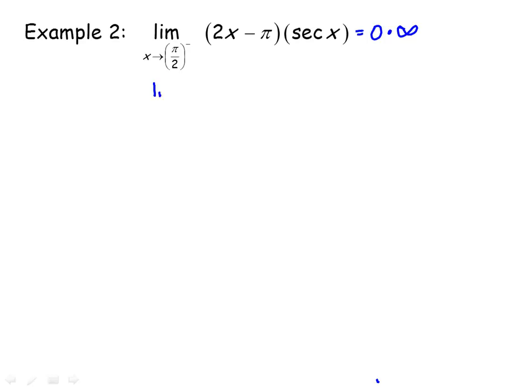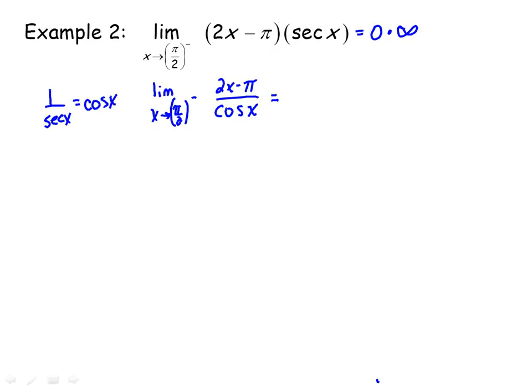So we're going to have the limit as x approaches pi over 2 from the left. We're going to leave the 2x minus pi on top. And on the bottom, technically you're going to have 1 over secant x, but 1 over secant x is the same thing as cosine x. Isn't that wonderful? Apply the limit. Don't take the derivative automatically, because you may not get an indeterminate form.